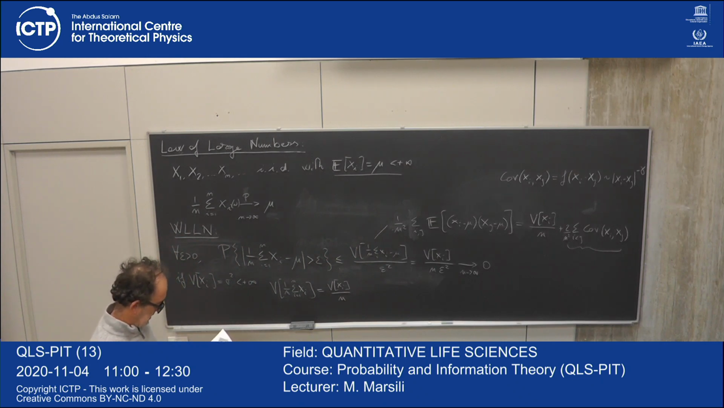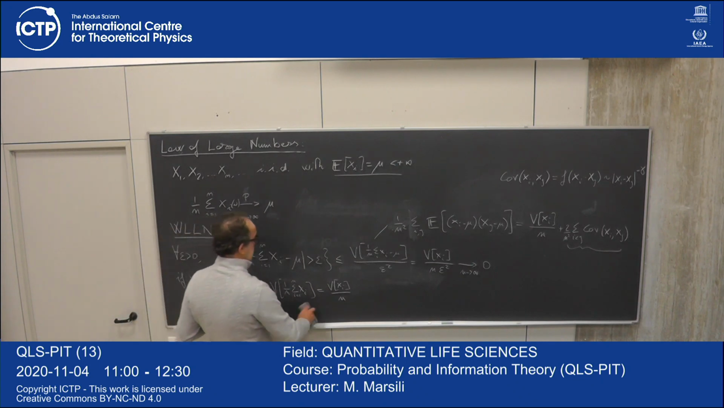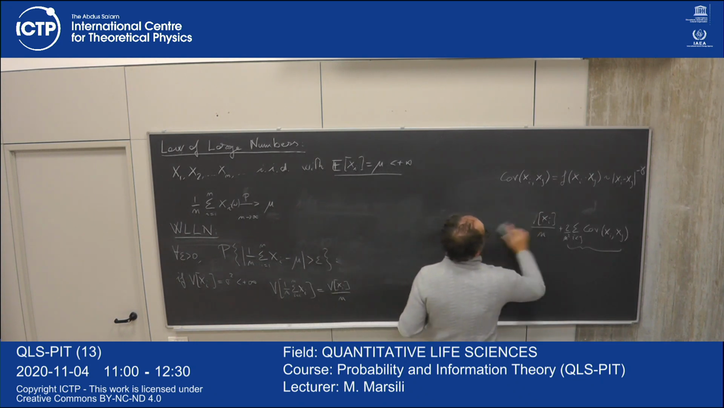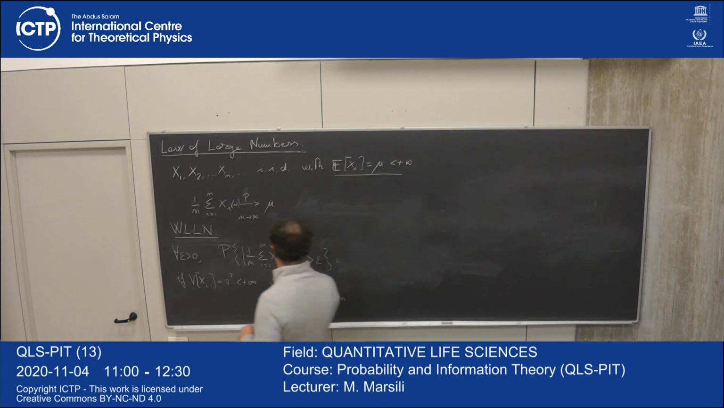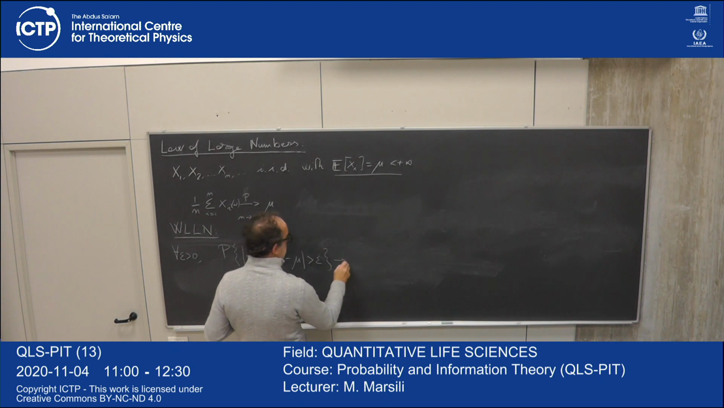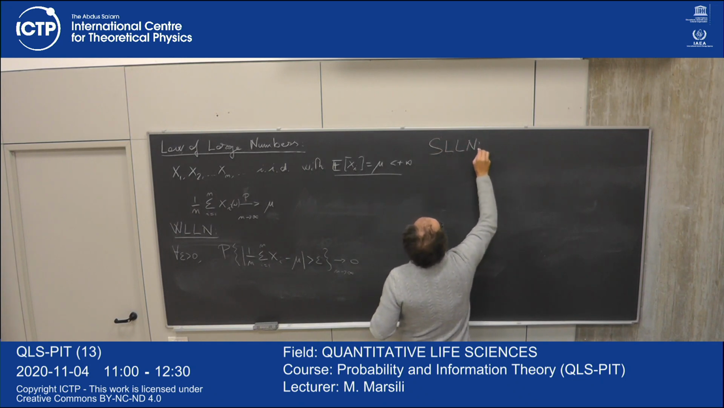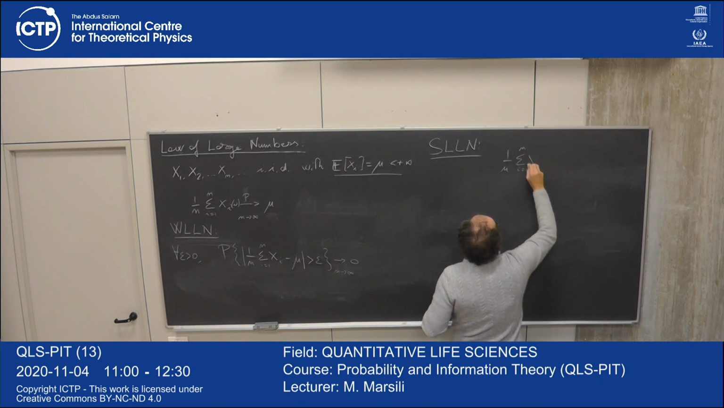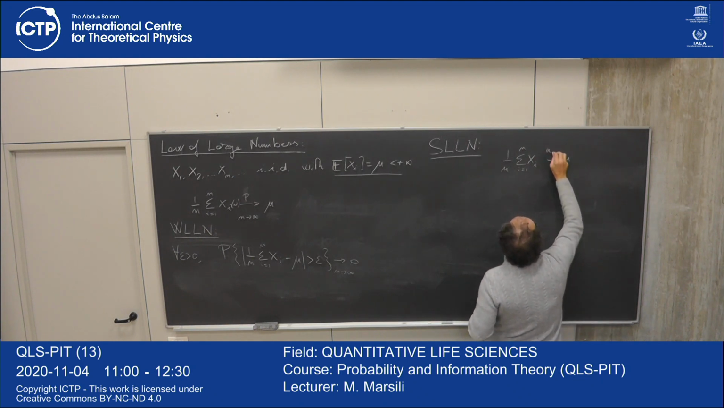Okay, so very good. Now, there is another way in which we can state the law of large numbers, which is the strong law of large numbers. The weak law of large numbers is this statement. The strong law of large numbers instead is a statement that (1/n) sum over i from 1 to n of the xi, the average, the mean, converges to the expected value almost surely. Okay?